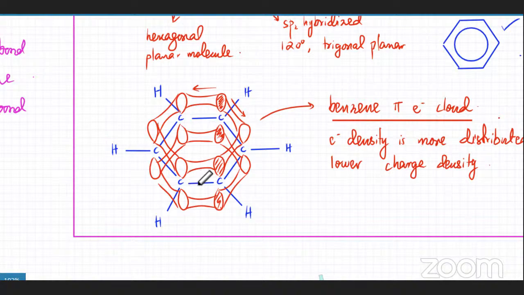But the thing is that the pi bond formed is going to be very distributed. This orbital is not only going to overlap with the orbital on the left side, but it's also going to overlap with the orbital on the right side. तो इस तरह क्या होता है कि उसकी जो electron density है, that gets distributed. So the electron density is a lot lesser in benzene, because the electron of this carbon atom.